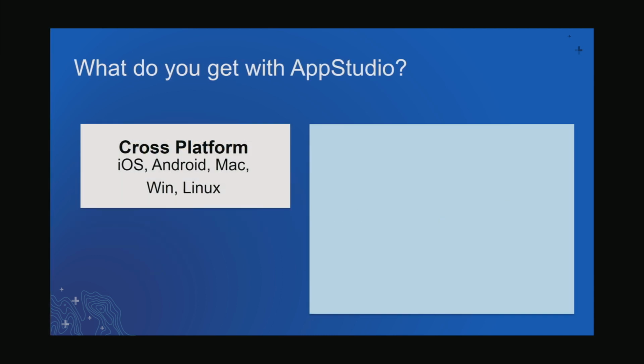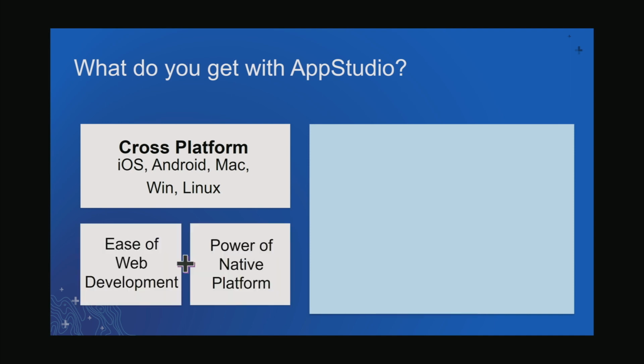So what do you get with AppStudio? Well, one thing, as we can see there, it is cross-platform, meaning that apps you build in AppStudio can run on all different types of platforms. iOS, so your iPads and iPhones, Android smartphones and tablets, Windows, even Mac and Linux operating systems we can run on.